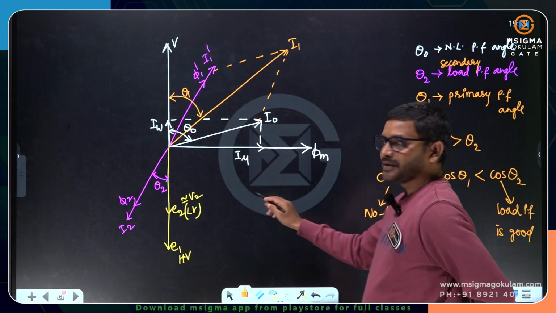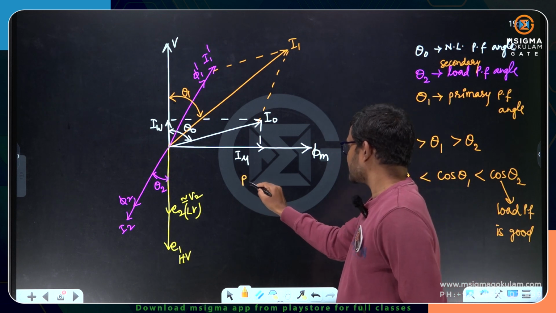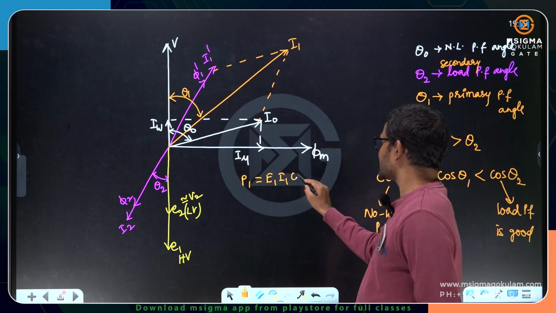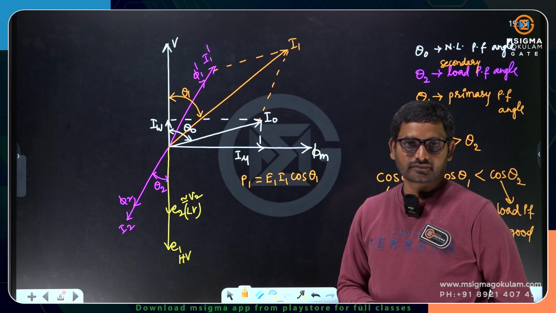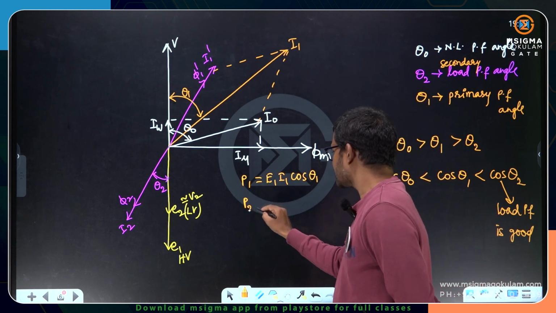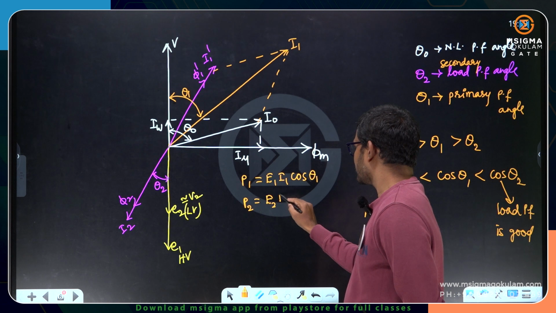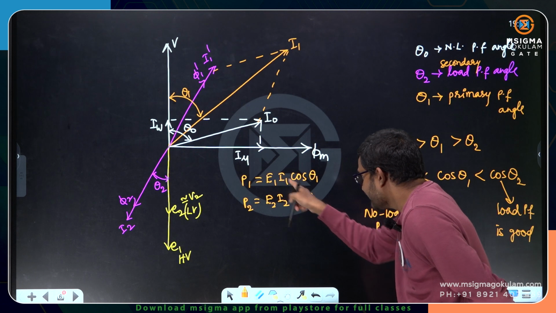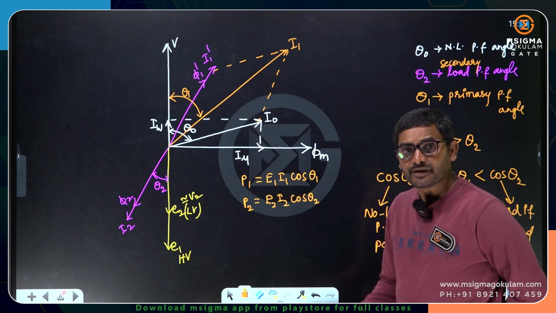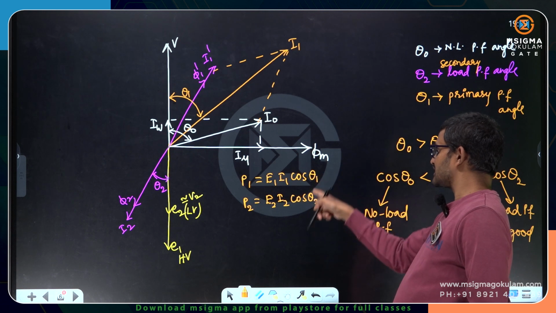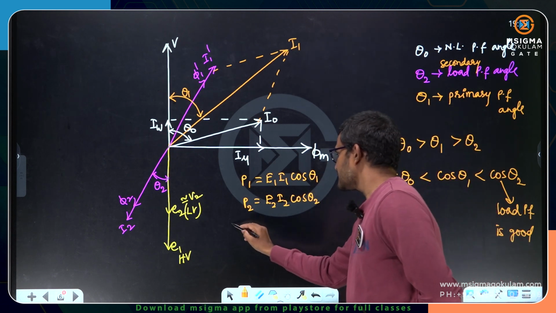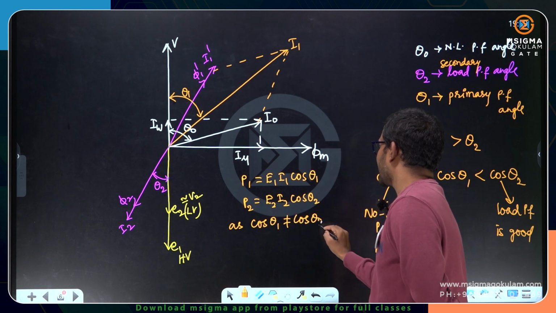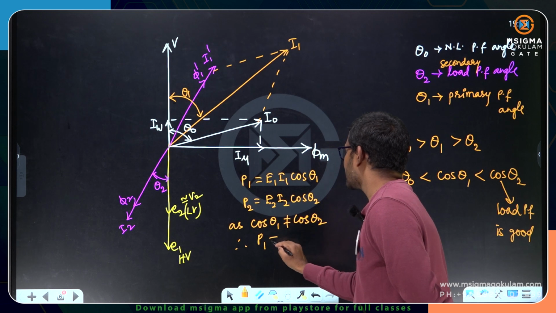Let me write here P1. P1 can be written as E1 into I1 into cos theta 1. This is the primary active power. P2 can be written as E2 into I2 into cos theta 2. This is the secondary active power. Here E1 I1 is equal to E2 I2. Apparent powers are equal but not active powers. Why? Because cos theta 1 is not equal to cos theta 2. Therefore P1 is not equal to P2.